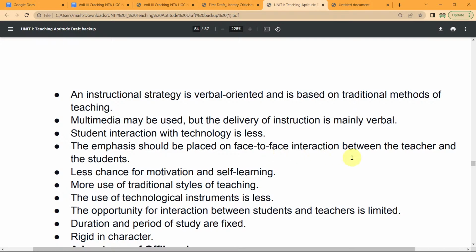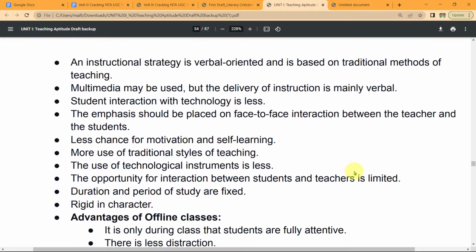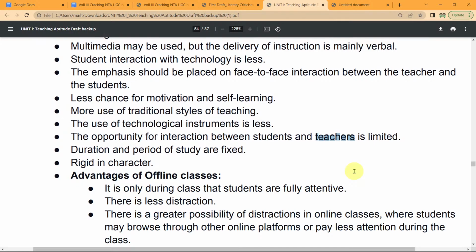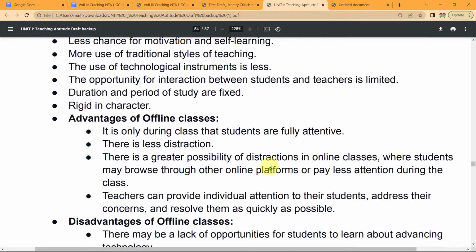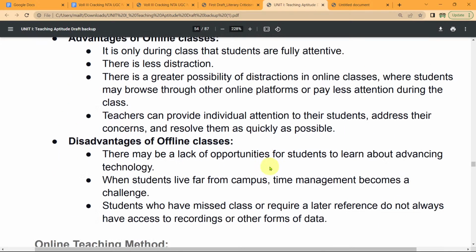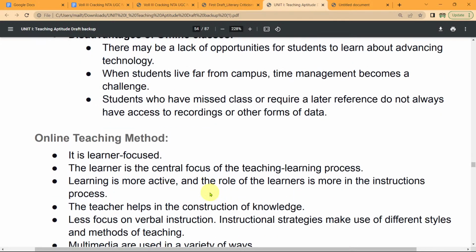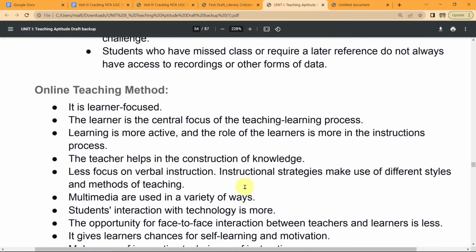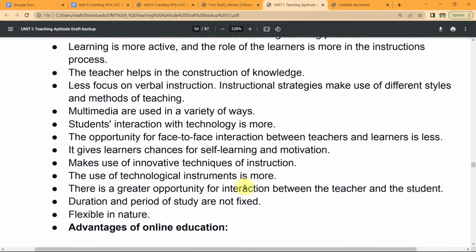Again, unit 1 and this teaching method is mostly about your judgment, and whatever is needed we have already discussed. So there are advantages of offline and disadvantages of offline. In the online method, learning is more active, and the role of the teacher is more in the instruction process. So that is what you learn through the internet.